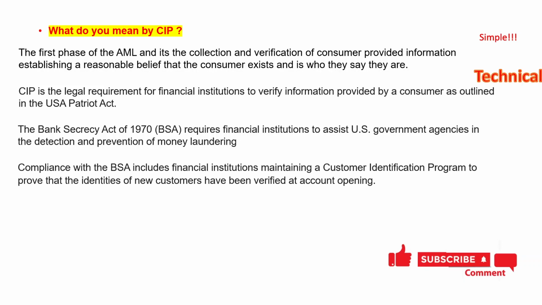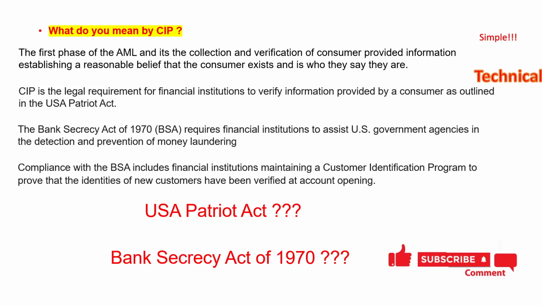Similarly, we have the same guidelines in India, but they are not as stringent as in the US. Now coming to the two acts which I have just mentioned, the US Patriot Act and the Bank Secrecy Act, let me give you a brief about them too. This CIP definition, which is written in technical terms, is what we need to speak when asked by the interviewer. I know it contains a lot of jargon, but this is required because if you are working in US compliance, then you need to know these two acts.